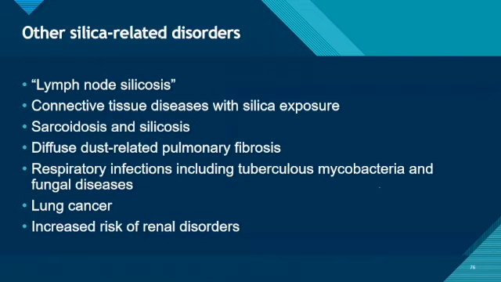Then other silica-related disorders. There's lymph node silicosis, not commonly seen, which may occur even in the absence of lung disease. Connective tissue disease with silica exposure: it seems as though almost all connective tissue diseases are associated with silica exposure, including rheumatoid arthritis, systemic sclerosis, SLE and mixed connective tissue disease. Sarcoid and silicosis tend to go together. There's also diffuse dust-related pulmonary fibrosis, respiratory tract infection, which I would like to stress again, especially tuberculosis, lung cancer, and an increased risk of renal disease.